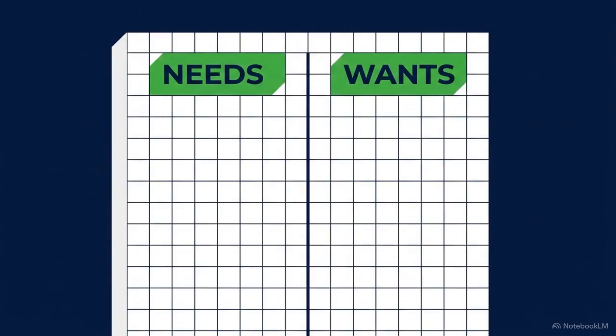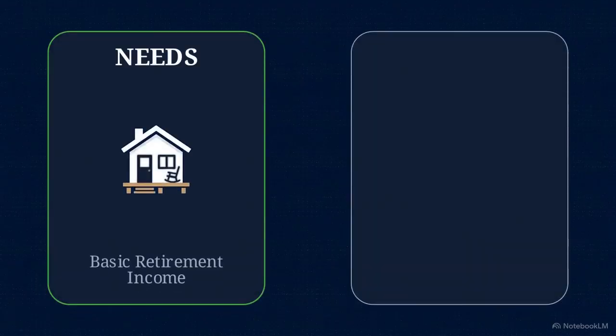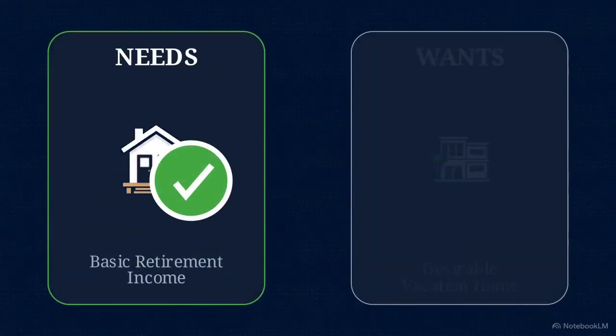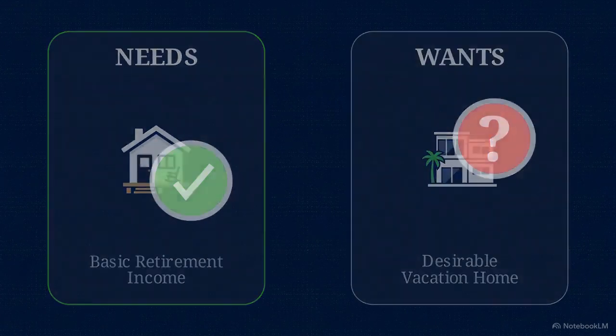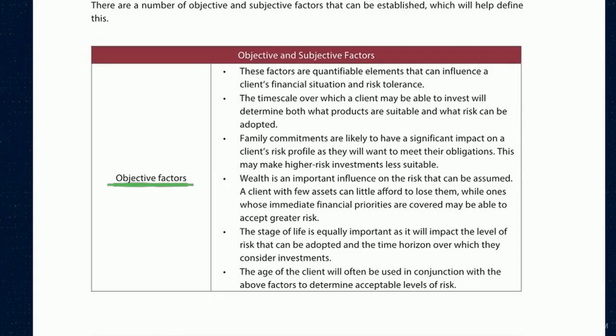The advisor has to manage this tension through a strict prioritization process. They force the client to distinguish between mathematically essential needs, like basic retirement income, and desirable wants, like a vacation home. This chart details both objective and subjective factors.